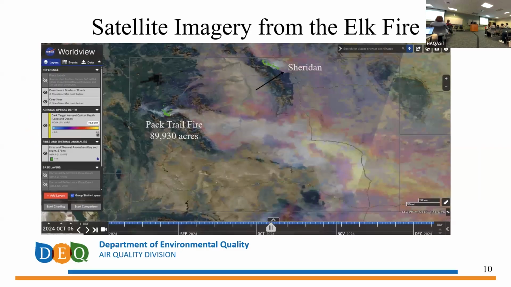Looking at satellite imagery now for the Terra MODIS, we see the Elk Fire in the north central part of the state. Also, just to drive home the point of 2024 being a bad year for fires in Wyoming, Pack Trail in western Wyoming was also around 90,000 acres. There's a little bit of color on the figure as well, showing the aerosol optical depth, just to drive home that there was lots of smoke in that time. This is, again, early October 2024.